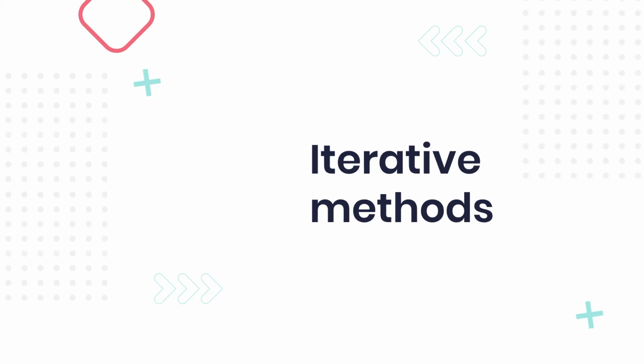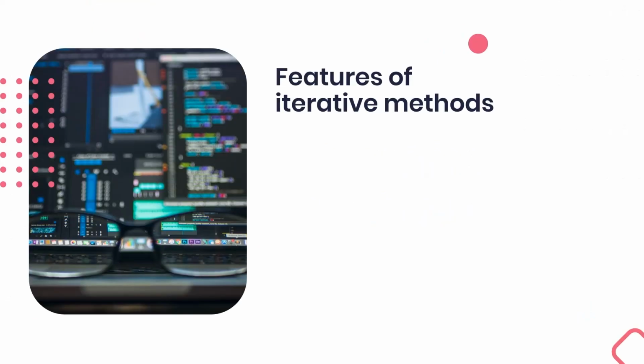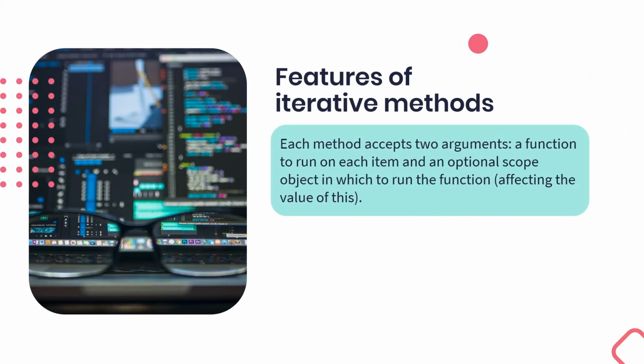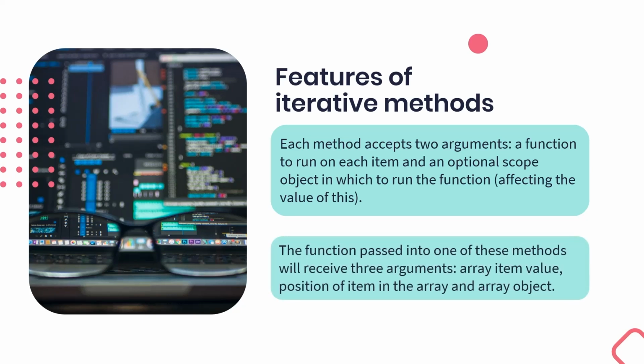ECMAScript defines 5 iterative methods for arrays. Each of the 5 iterative methods accepts 2 arguments: a function to run on each item, and an optional scope object in which to run the function, affecting the value of this. The function passed into one of these methods will receive 3 arguments: the array item value, the position of the item in the array, and the array object itself.